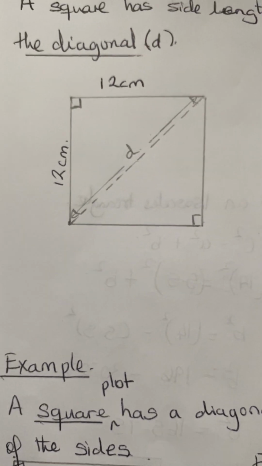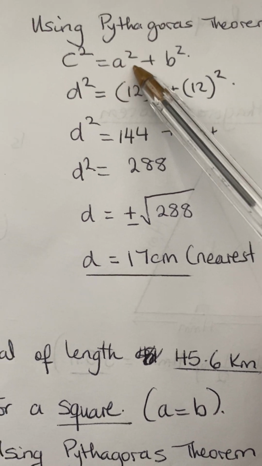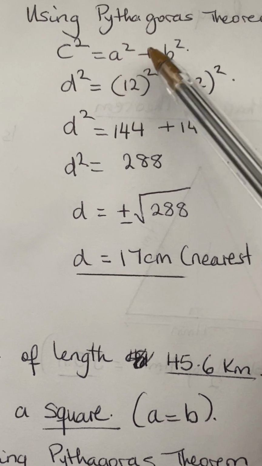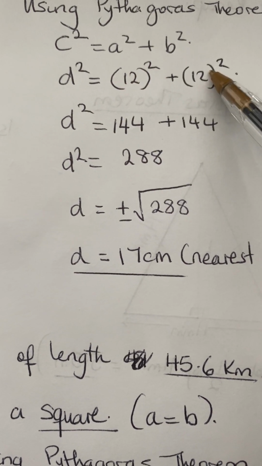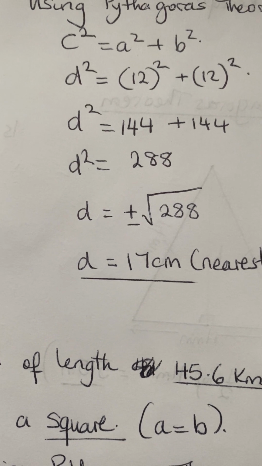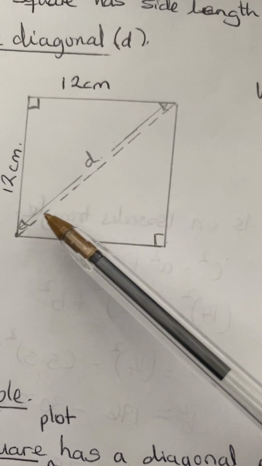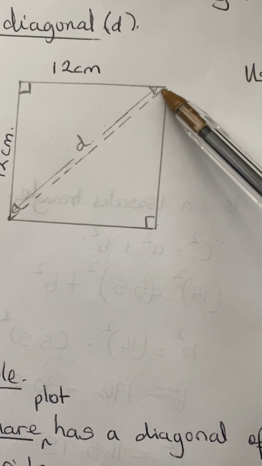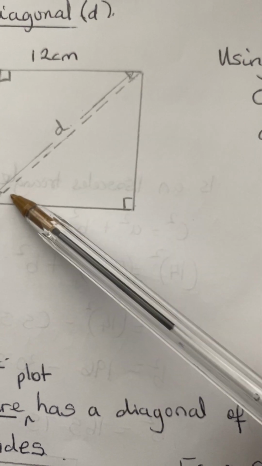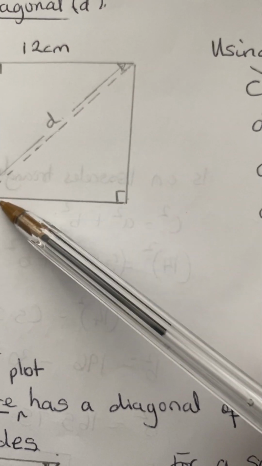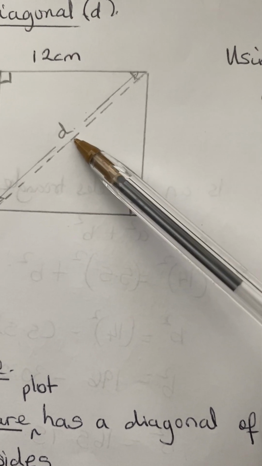So C squared again will be A squared plus B squared, but A and B are 12. And they ask you to find a diagonal. Here it is D. They've given it to you as D. So remember, in the end, your answer should be D, not C.